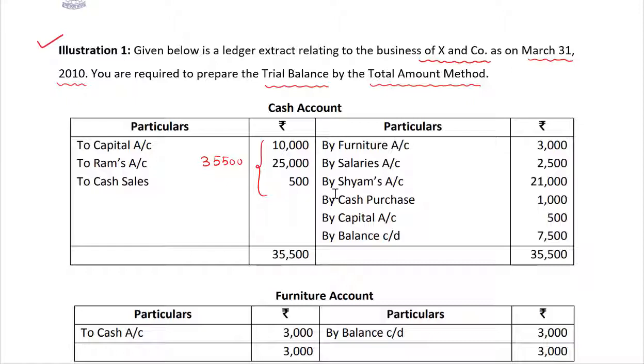On the credit side, this is balance carried down. So on the credit side, if you make a total, it is 3,000 plus 2,500 plus 21,000 plus 1,000 plus 500, which will be equal to 28,000. This is the balancing figure. We should ignore it because this is not considered in the total method. This is considered in the balances method. If you total the figures from here to here, it will be 28,000.